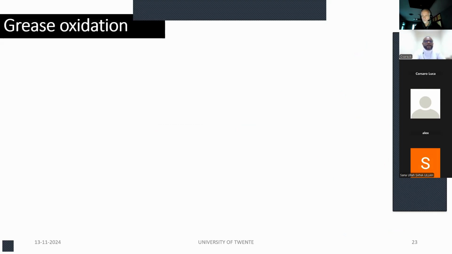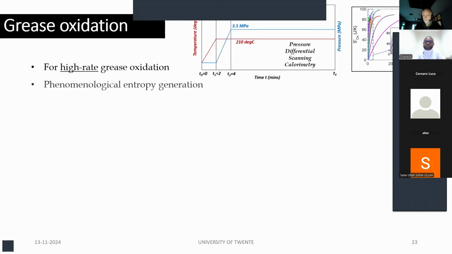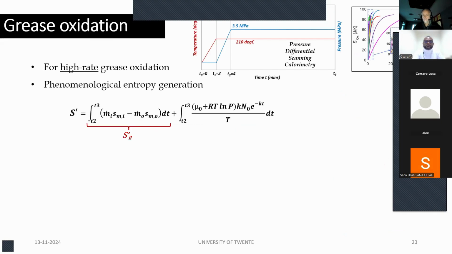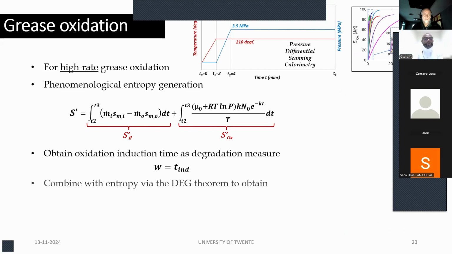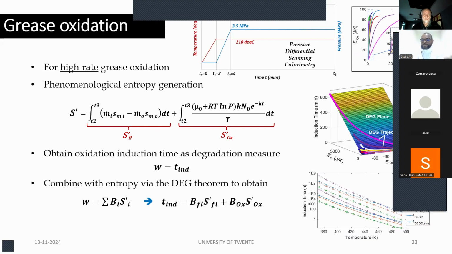Okay. And for grease oxidation, we also applied it, and we had two processes taking place, and we were able to also use the same approach to characterize that. And in this case, we're looking at the oxidation induction time of the grease, and that led to a similar result.